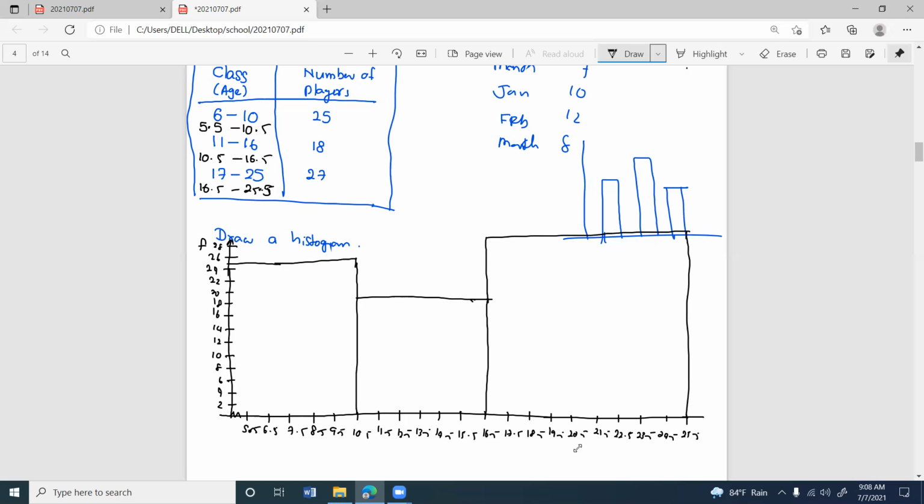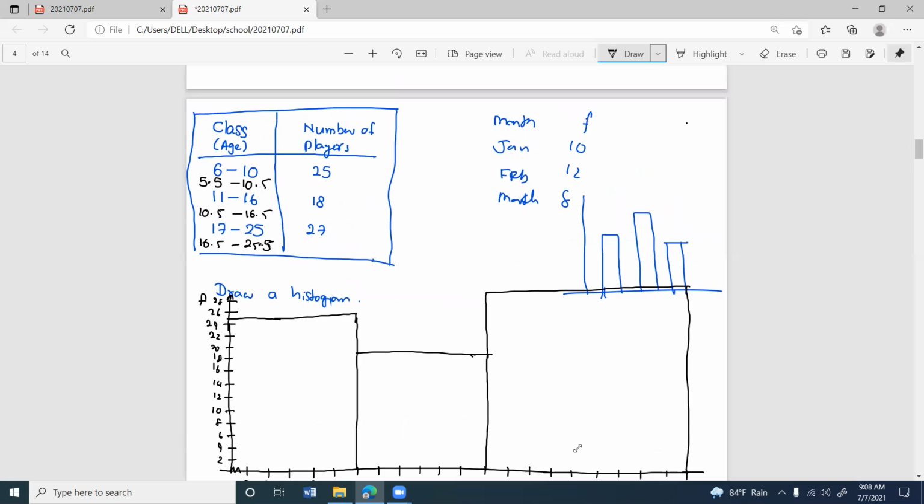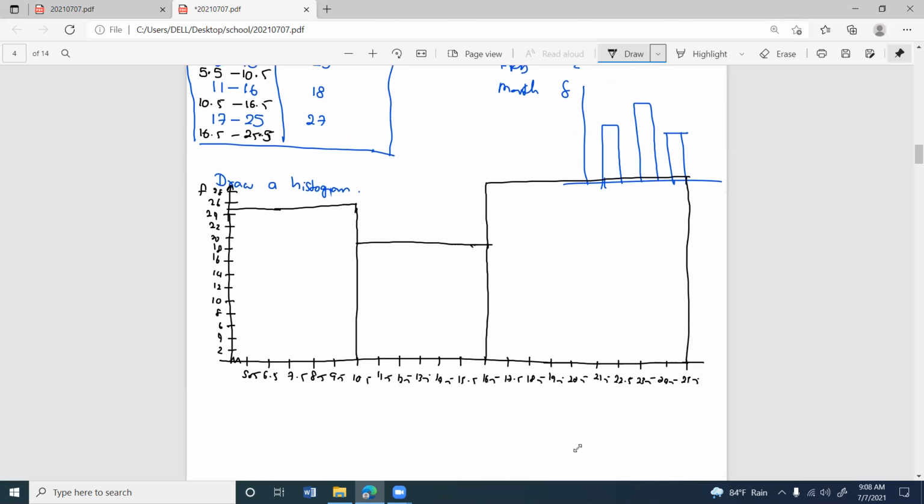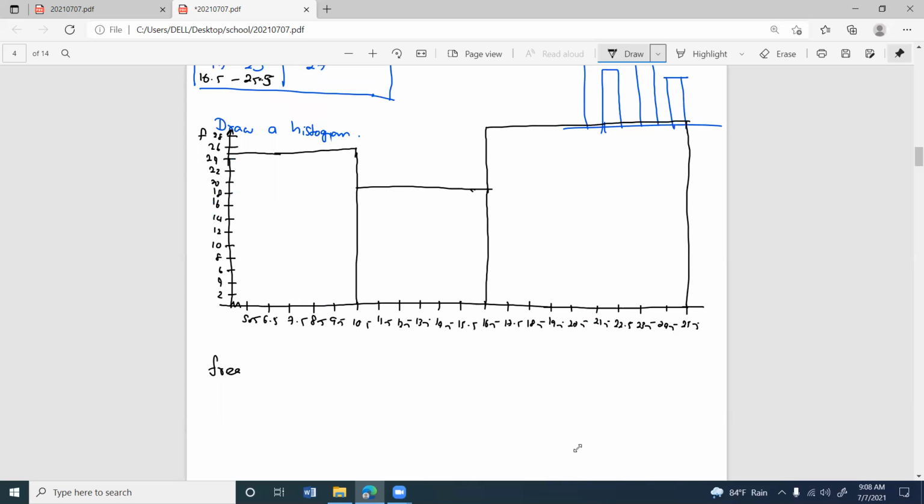Therefore, you know that if you increase the gap, for example if you count the number of patients or some other information, definitely you can get more information. To avoid this mistake, what is the technique we use? That is the fact we need to understand. For that, we calculate the frequency density.